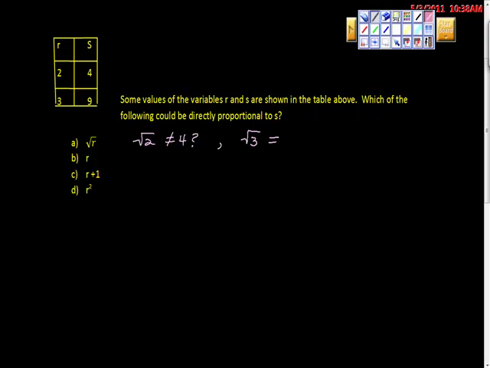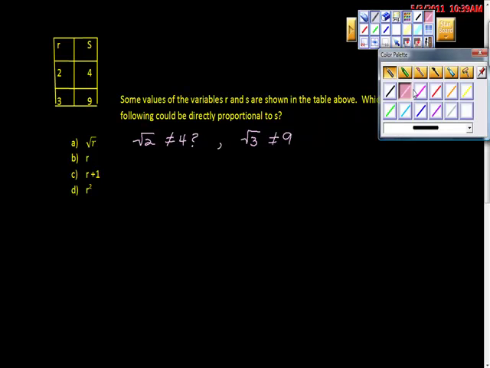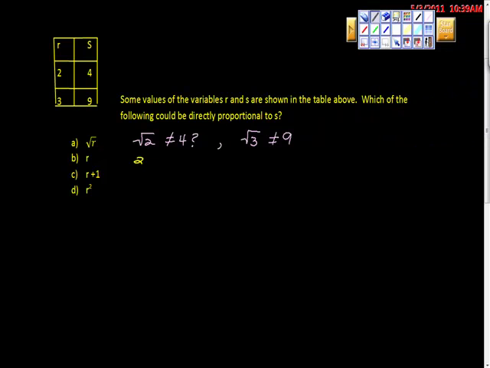The square root of 3 is not equal to 9. It says here that the square root of r should be equal to s, and neither of those are true. For this to be the rule, they would both have to be true. Let me say it again, they would both have to be true, and in this case, neither of them are true. r is equal to s, so is 2 equal to 4? The answer is not true. Is 3 equal to 9? No, so we can exclude that answer.